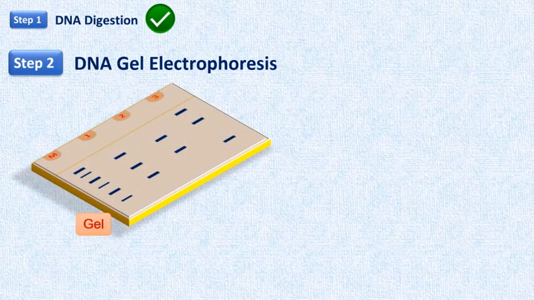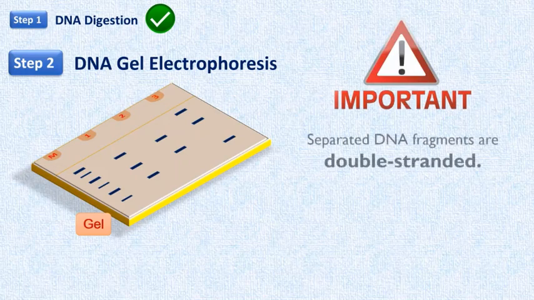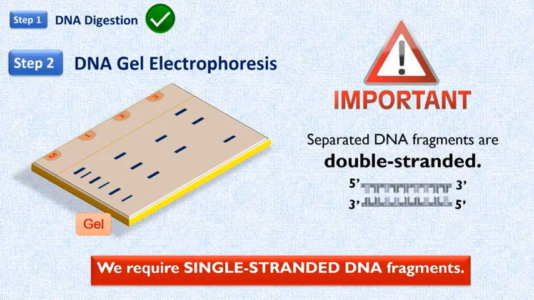The second step is the DNA gel electrophoresis. The separation of DNA fragments resulting from the first step is done by gel electrophoresis. The DNA fragments get separated according to their molecular weights. Here we need to note something. These separated DNA fragments are double-stranded. But, for the hybridization step, we require single-stranded DNA fragments.